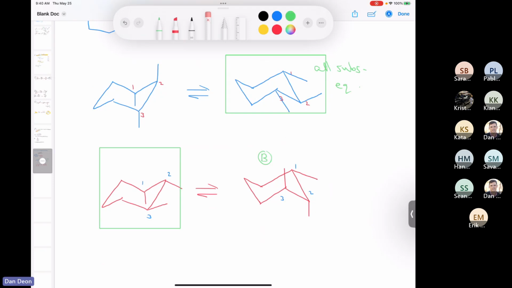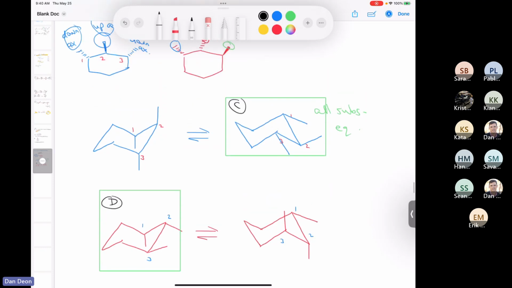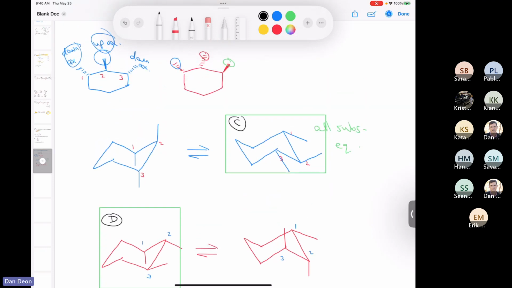All right. So if I compare the 2 compounds that are in the green boxes, I'll call this one C and I'll call this one D. Which one of these is more stable, C or D? There you go. It's going to be C because all substituents are equatorial, and so this one is going to be the more stable of the 2. That's kind of a long way of solving it, but it's a good way to do it.